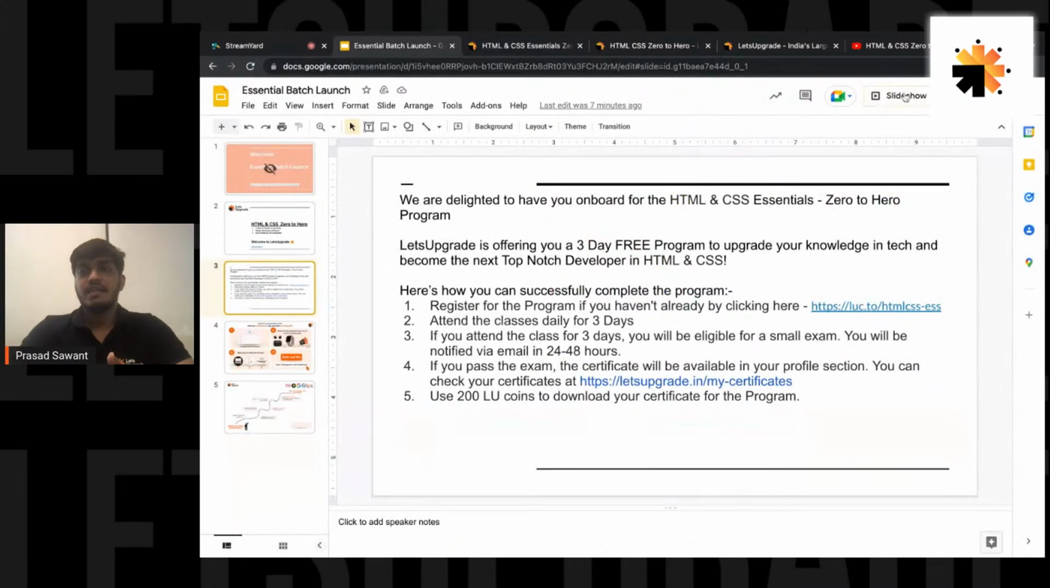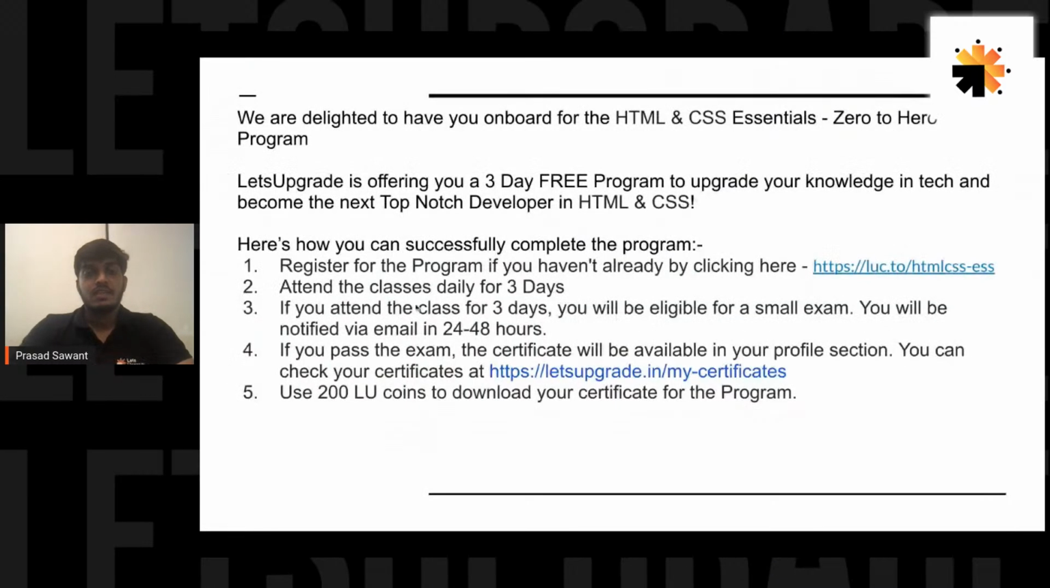Now let's see the second step. After registering, the second step is to attend daily for 3 days. Your classes are going to be today, tomorrow, and the day after tomorrow, at the same time, 6:30 to 7:30. Make sure that you attend the session live and mark your attendance for all 3 days. If you mark the attendance for 3 days, guys, you are going to be eligible for a small exam.